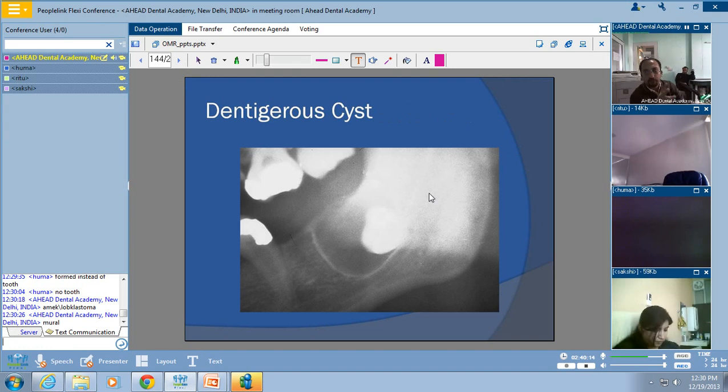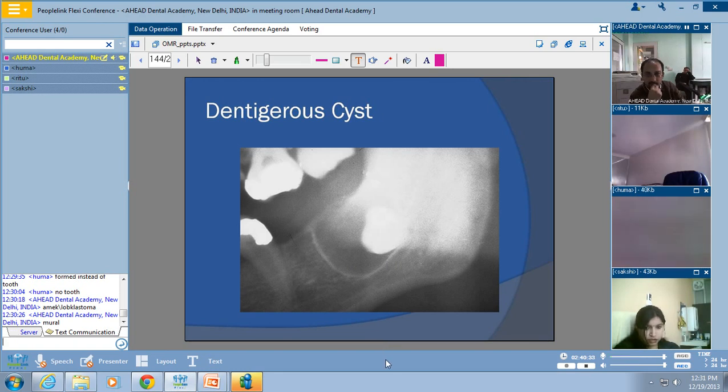What do you think this OPG is representing? Which type of dentigerous cyst? Central. Central is also called follicular only. Is it circumferential or lateral? Which type of dentigerous cyst is this? Lateral?